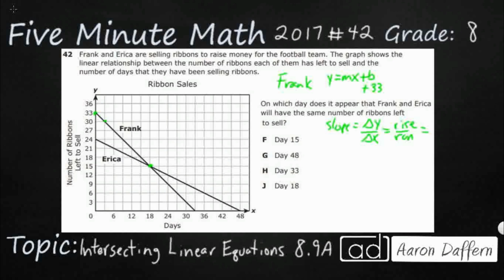So my y's are going to be 33 minus 30. My x's are going to be 0 and 3. So that looks like it's going to be negative 3 over 3. All right, that makes sense. Negative 1. It does look like it's a descending slope. So it's negative 1x. I'm just going to say negative x plus 33. All right. So negative x plus 33 is Frank.